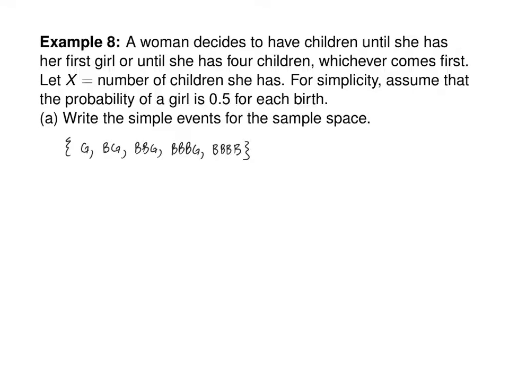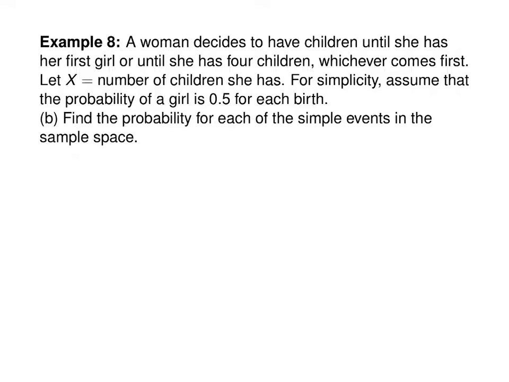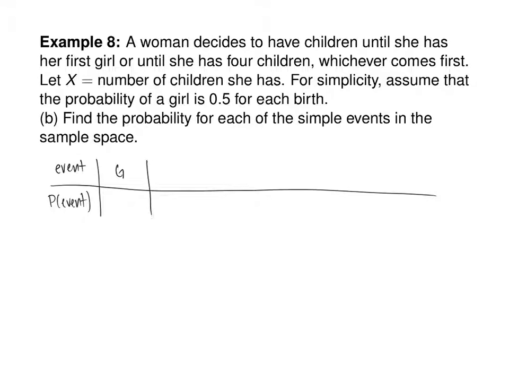Okay, part B, does that make sense? Part B says write the probability for each of the simple events. And you use the fact here that births are independent from each other. So, girl, what's the chance of her having a girl? 50-50, so 0.5. Does that make sense? For boy, girl, you take the probability of boy, which is 0.5, times the probability of girl, which is also 0.5, and that'd be 0.25.